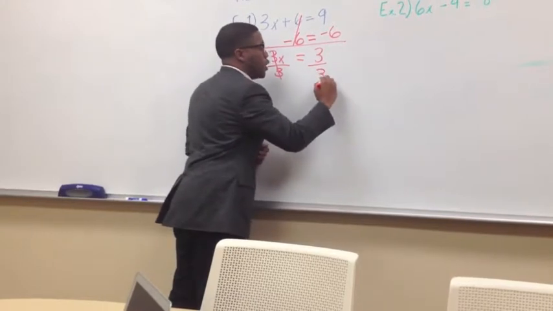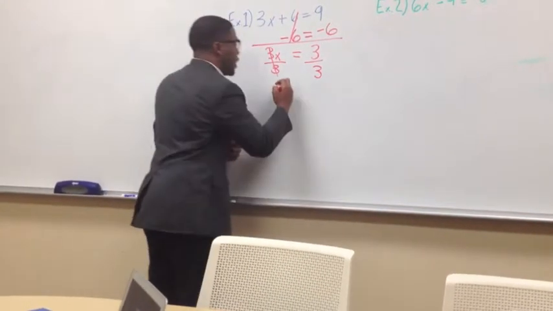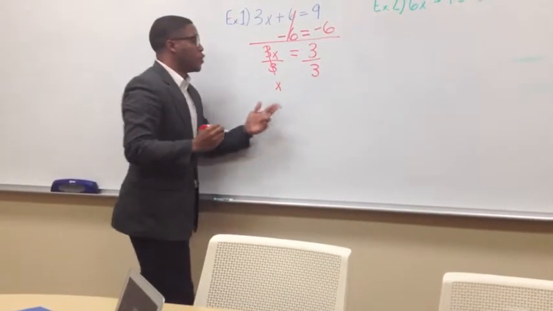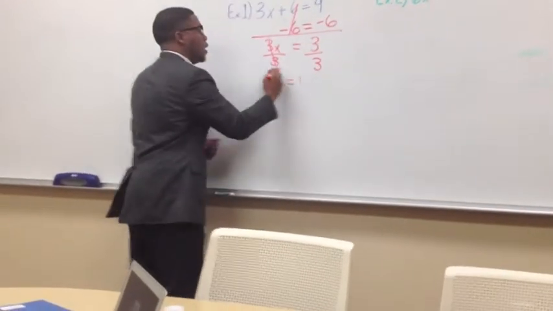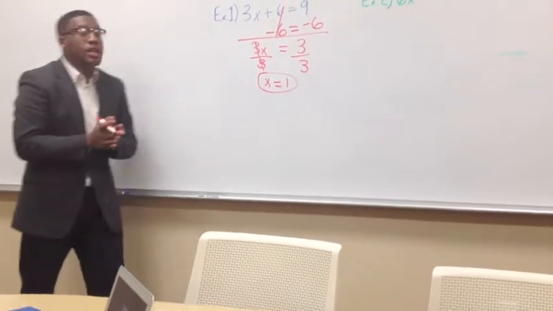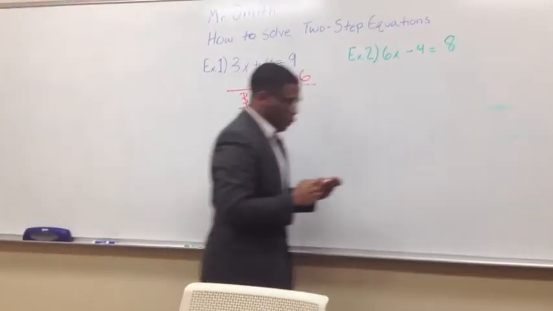So, we divide by 3 over here, and that brings down that x, and 3 divided by 3 is what, class? 1. Is 1, that's right. And that's how you do two-step equations. Now, let's go on to our second example.